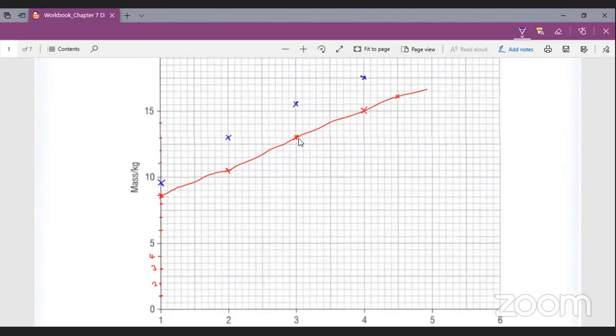When it's 5, it's going to be... oh, I made a mistake here. I made a mistake on the 5 for 15.5; it should be here. For the developing countries, I made a mistake. It should be here, not here. So I'm going to redraw it. I'm going to join it again.